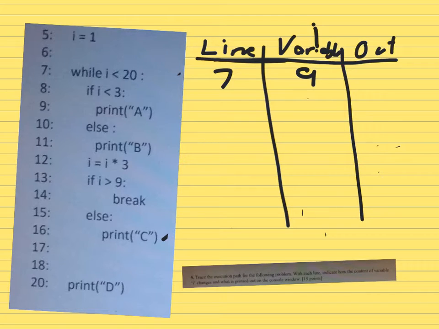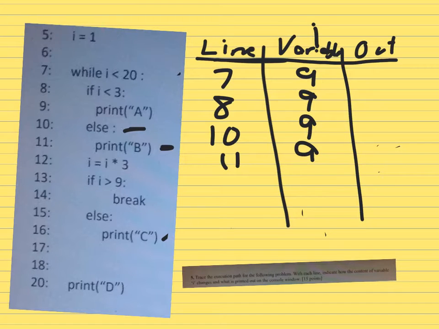Is I less than 3, or is 9 less than 3? That's false. So we'll go to number 10, else. The variable is 9. Print B.